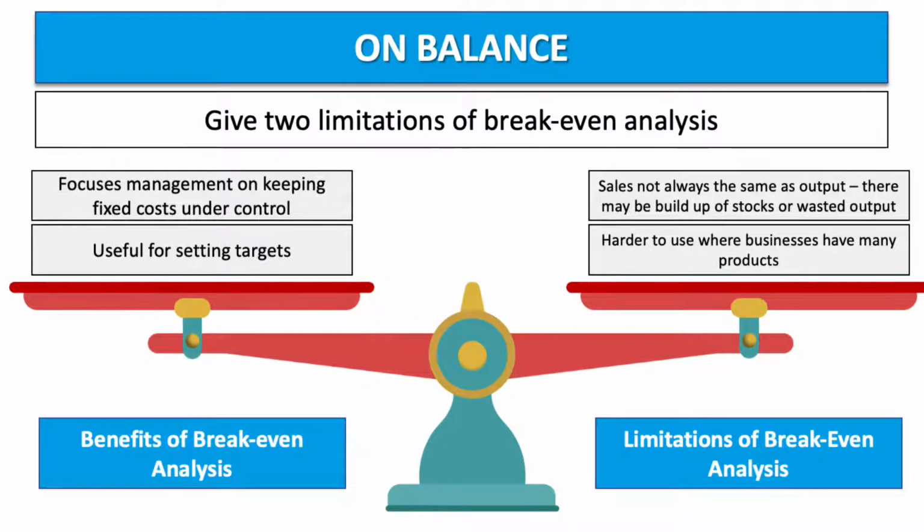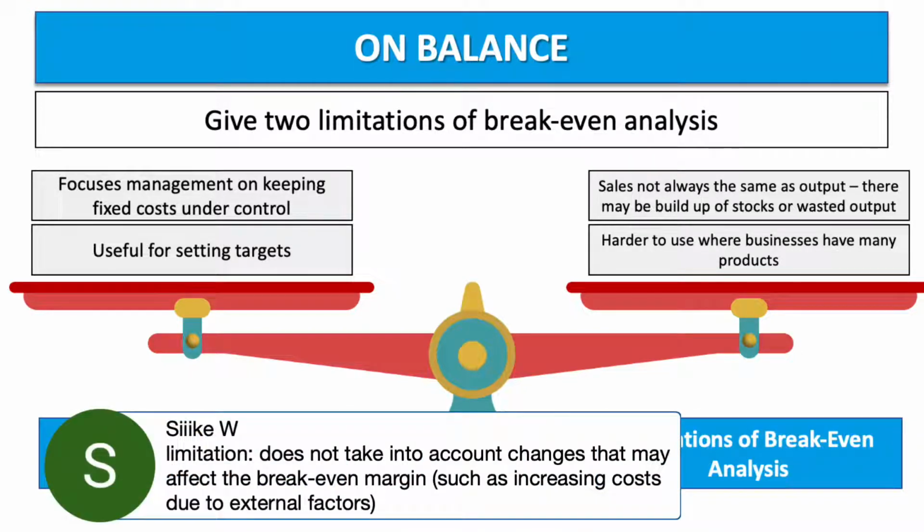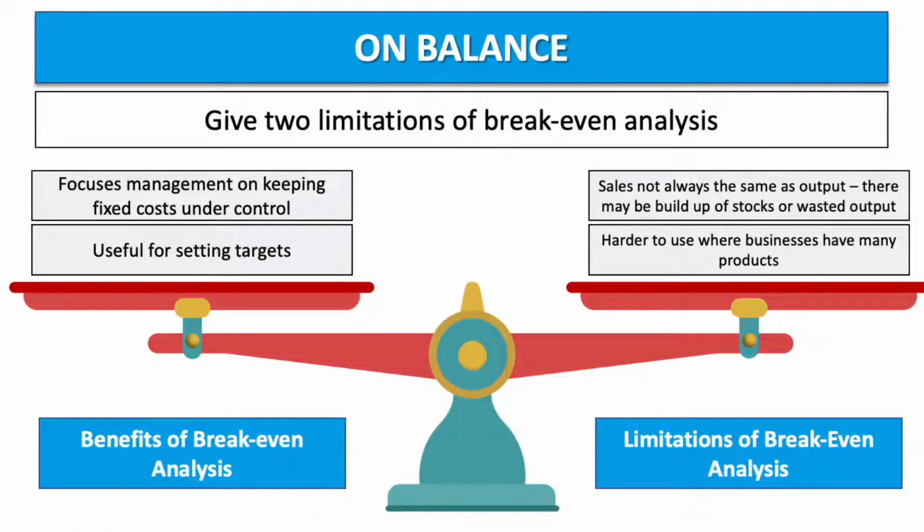So we've said that sales are not the same as output. Remember, on the break-even chart, sales and output are shown on the x-axis, the horizontal axis, but they're not necessarily the same thing. Just because a business produces a unit doesn't mean that it gets sold. The business may consciously build up stocks, or there may be waste, or both. So the business may incur a cost but not get any revenue for that unit produced.